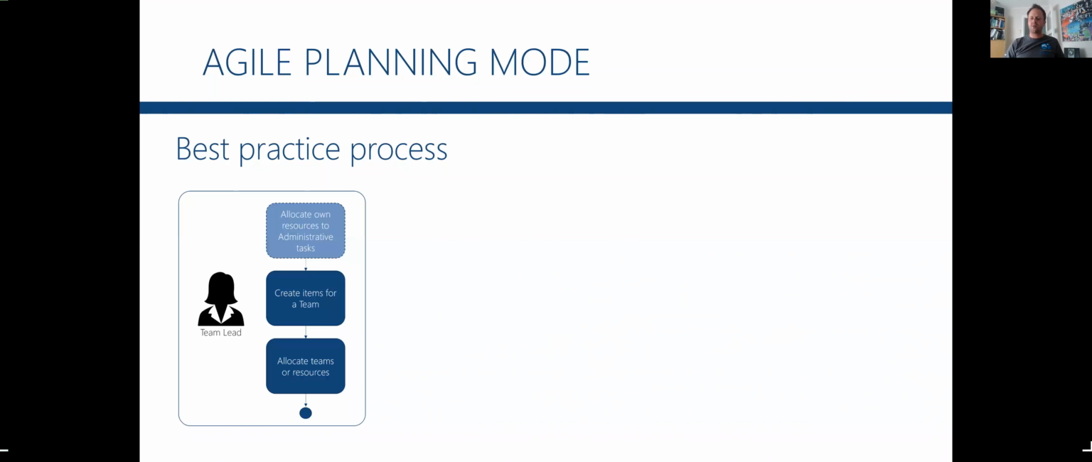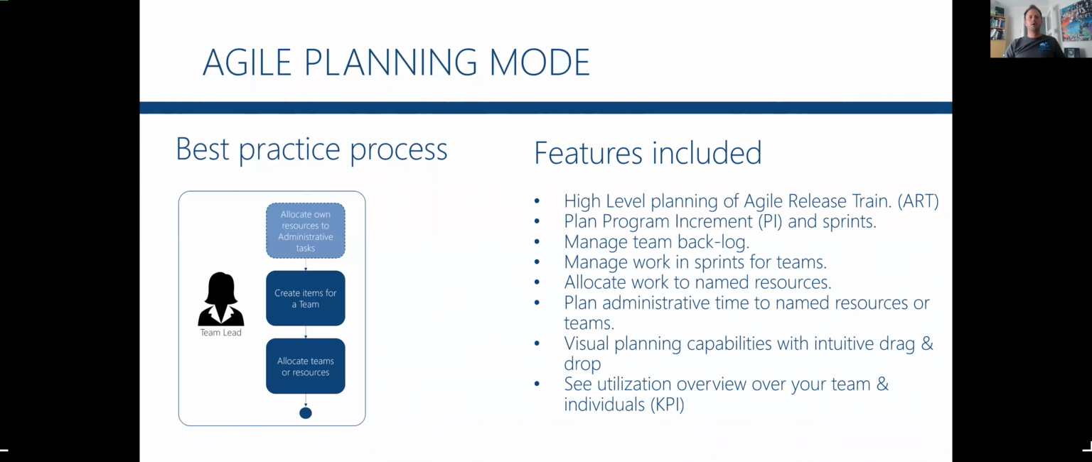It's more about, for that release train, 5 FTEs that will work in this PI dealing with the 7 sprints that have been designed. So the features that agile planning mode comes with are more high-level planning on agile release trains. It could be planning the program increments or the sprints. You will have a backlog. So all your unfulfilled requests will be in a backlog.